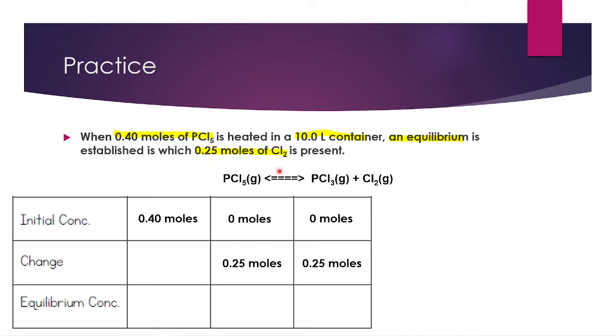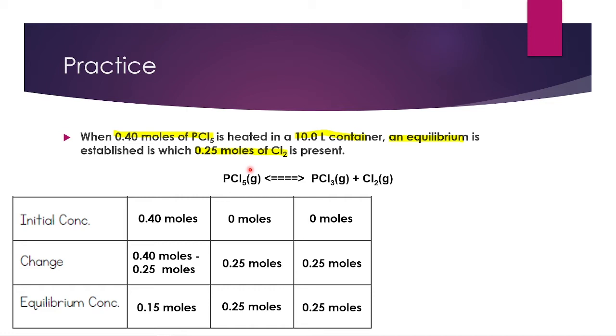Because we know it's a 1:1:1, if these two have changed by 0.25 moles, we then also know that this is going to have changed by 0.25 moles as well. So for the change, it is going to be our 0.4 moles minus our 0.25. So if you calculate that, we've got 0.15, and then the other 2 are going to be 0.25 moles. Hopefully that made sense. Hopefully you've seen this all before, and this is just a brief overview.